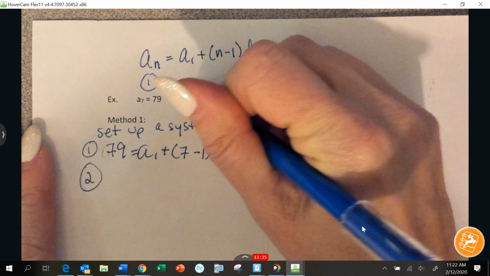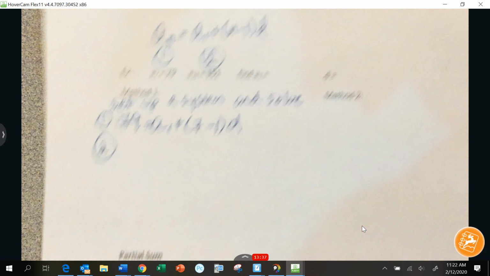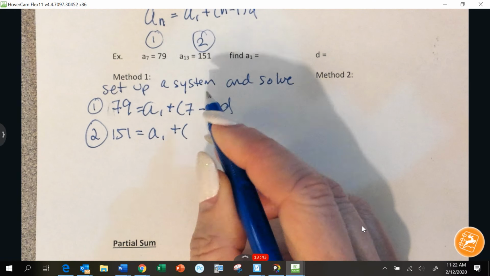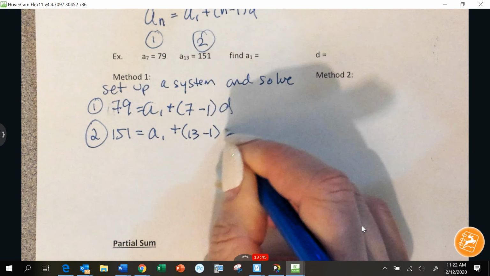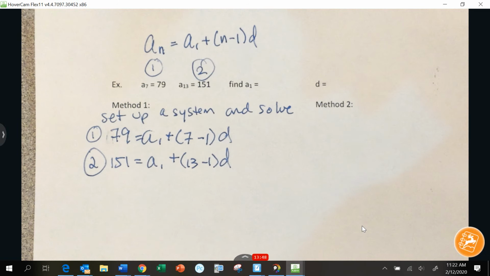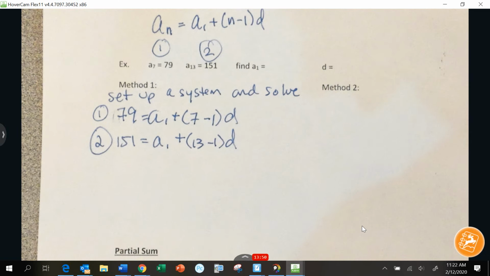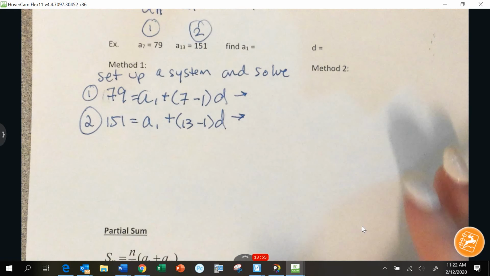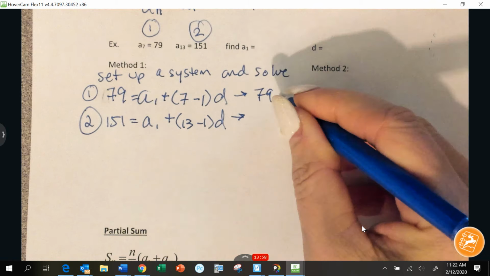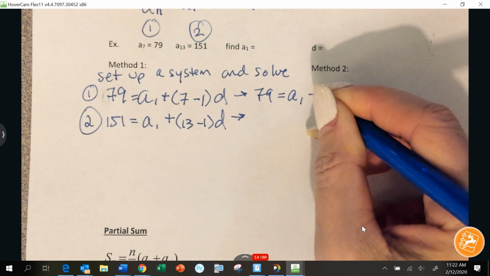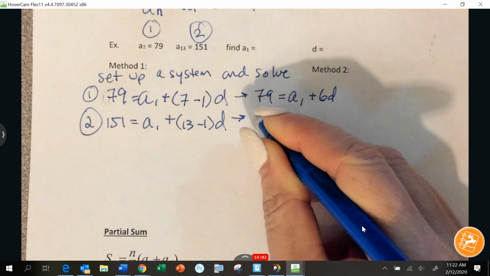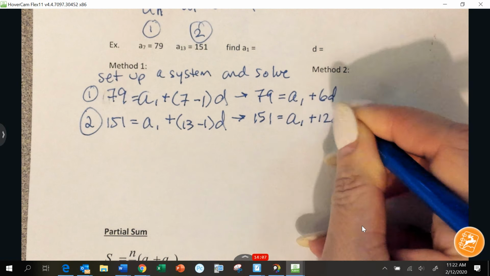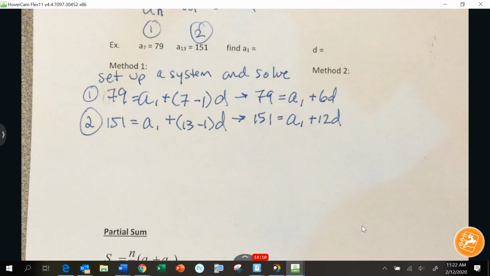Now I'm going to use the other information to set up a second equation. Same way, we're going to start with 151 as the value. A sub 1 I don't know, plus 13 minus 1 times d. I'm going to do the minus ones. And now we have a system of equations.